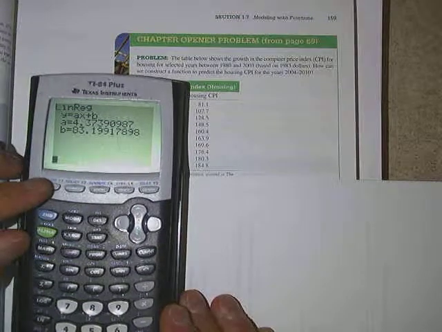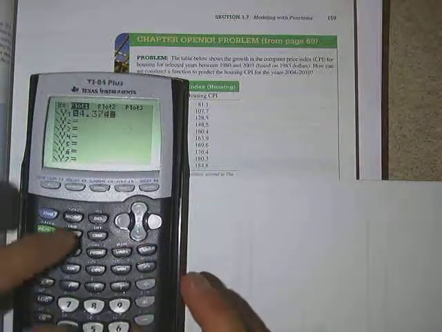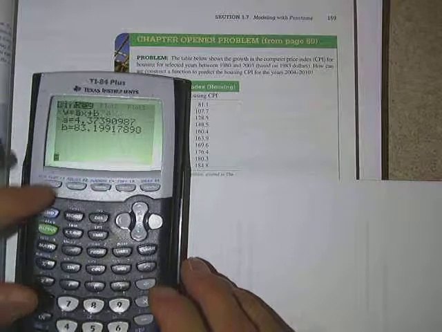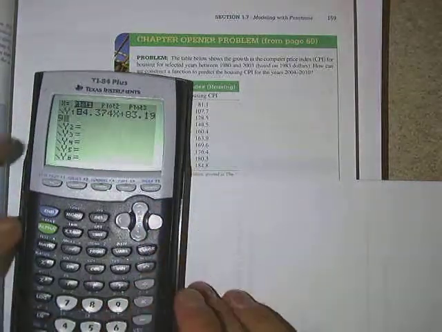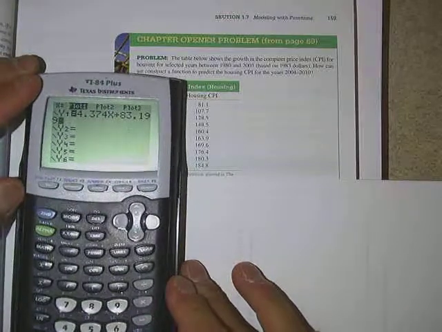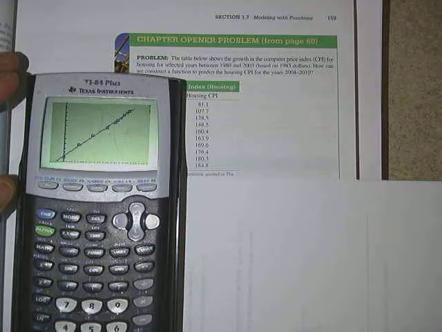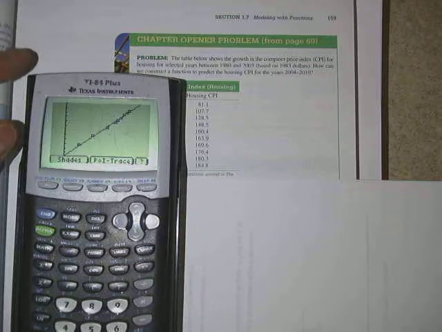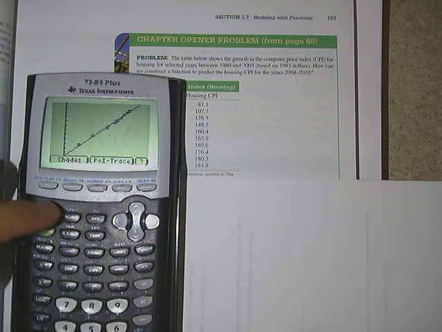So I'd use a slope of 4.374 and a y-intercept of 83.119. Let's go ahead and type that in our y equals and see how good it looks. So 83.119. We type in the equation that we got, and if you look at it, it fits those points pretty well, doesn't it?